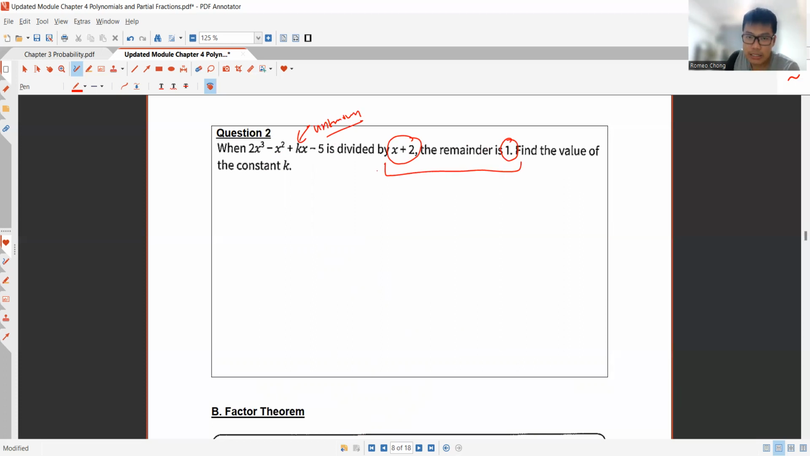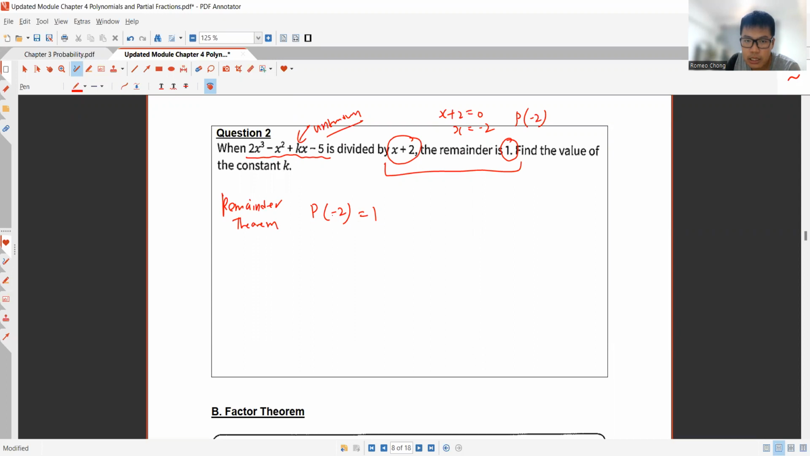So from here, if I use my remainder theorem, that means I have to substitute x plus 2 equal to 0, x equal to negative 2. That means I have to put p of negative 2. That means the negative 2 has to be substituted into the polynomial to get the 1 here. So based on the remainder theorem, you actually get p of negative 2 equal to 1. So you have the remainder with you.